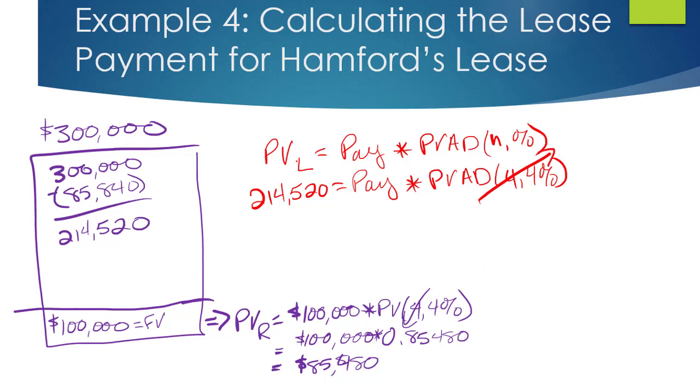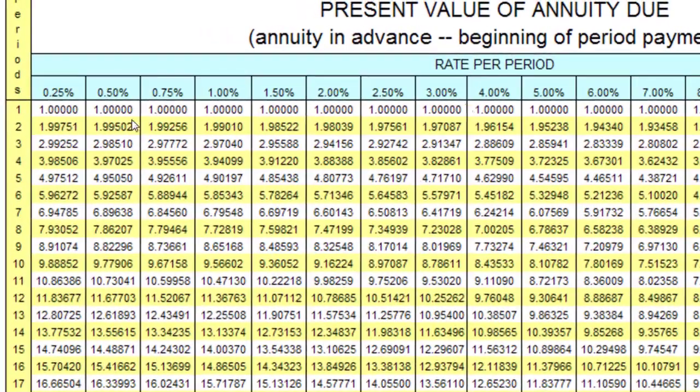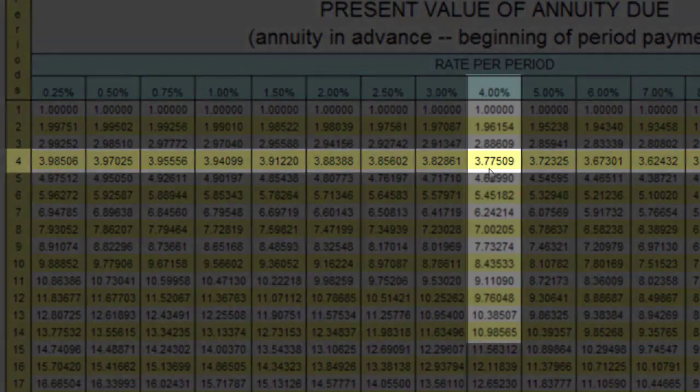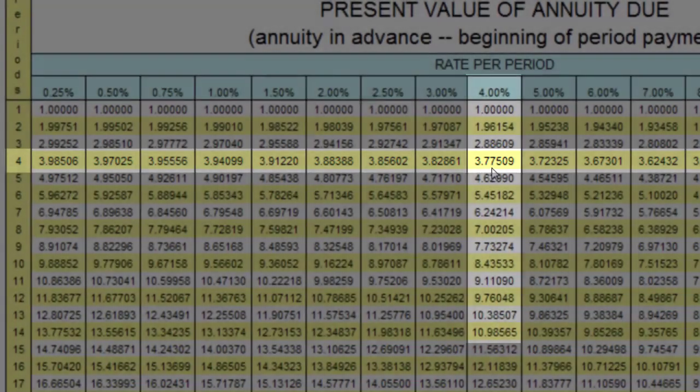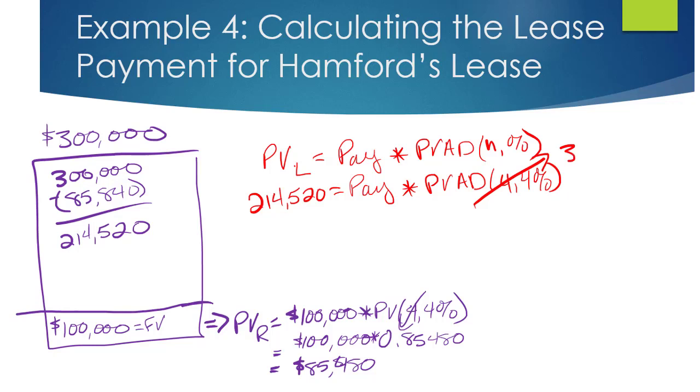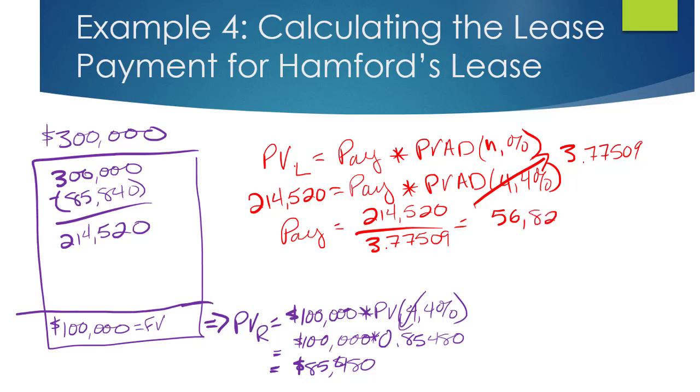Let's go ahead and get this value. Again, 4 years, 4%, 3.77509. So my payments will be the 214,520 divided by the 3.77509, which is $56,825, which is the number that we used all through examples 1 and 2. But that's how we calculated that value.